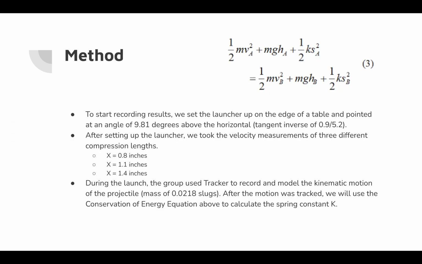Method. To start recording results, we set the launcher up on the edge of a table and pointed it at an angle of 9.81 degrees above the horizontal. After setting up the launcher, we took the velocity measurements of 3 different compression lengths. First, when x is equal to 0.8 inches, second, when x is equal to 1.1 inches, and third, when x is equal to 1.4 inches. During the launch, we used Tracker to record and model the kinematic motion of the projectile. After the motion was tracked, we graphed it and used the conservation of energy equation above to calculate the spring constant K.